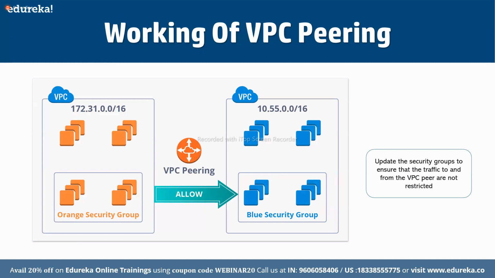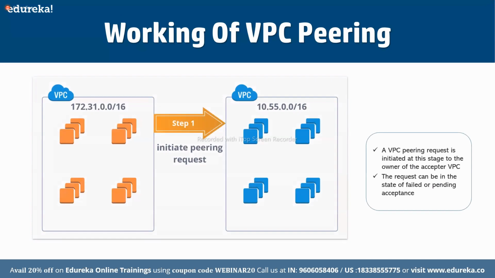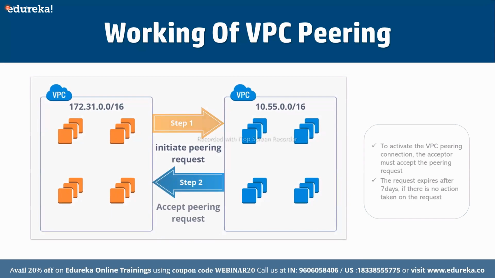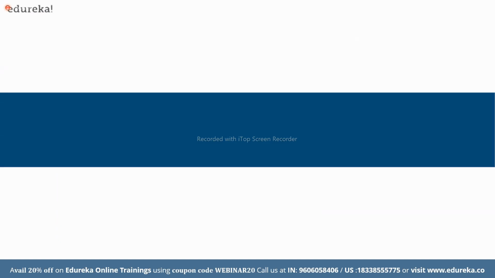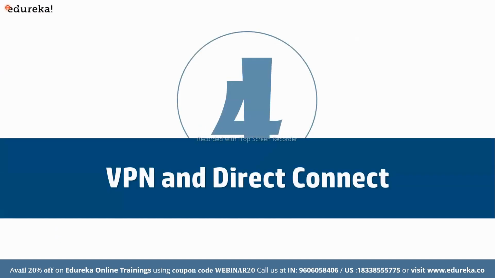Now, VPC peering happens in three phases. First, if you want a VPC peering, you initiate a request. So let me say the orange one is the one who wants the request. So it is initiating the request. Once the request is initiated, it has to be accepted by the other guy. Once the acceptance is done, then in step 3, we create rules, routing rules, and now the VPC is connected.